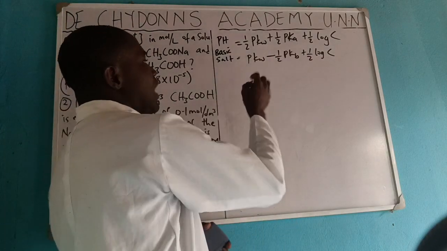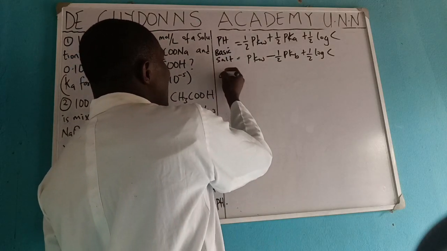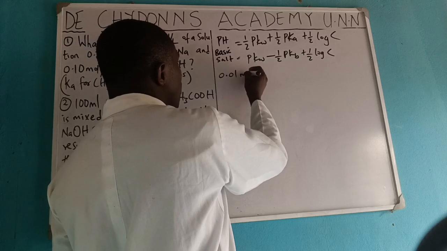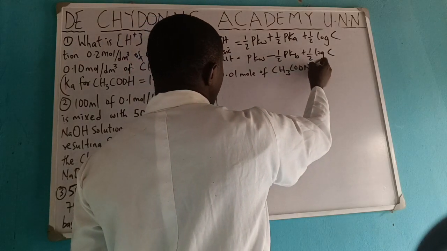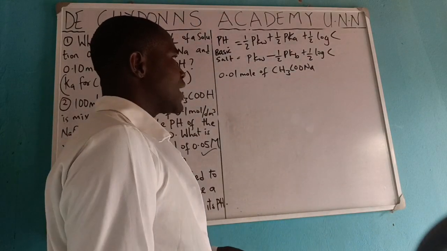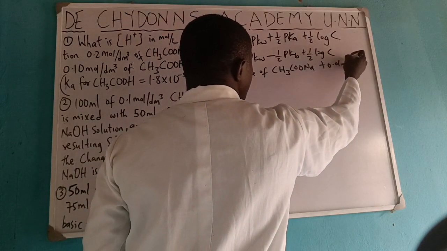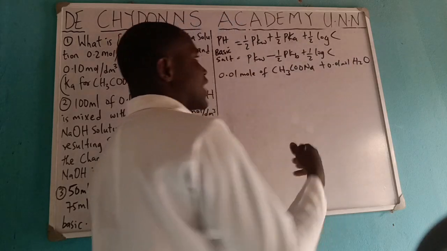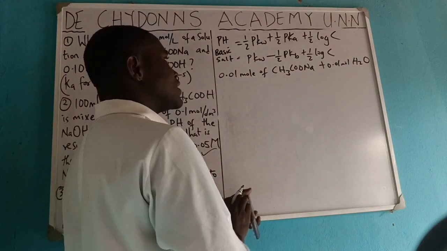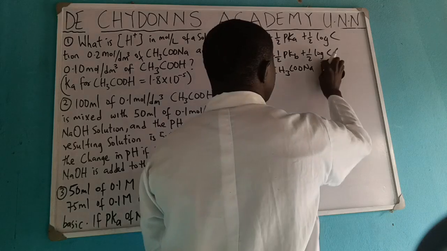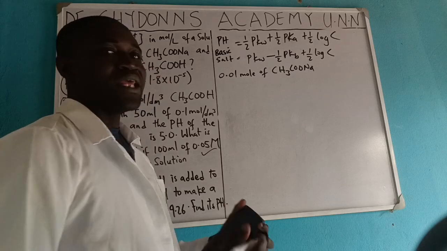Now, how do we get our C, which is the concentration? To get your C, you say that we have 0.01 mole of CH3COONa, which we call a basic salt. Are you getting it? That is the total thing we have, plus 0.01 mole of what? Water. That is the total thing we have. But this is a salt. The salt component is what you are looking at. Now convert what we have in this salt to liter. Convert it to mole per dm cube or mole per liter.